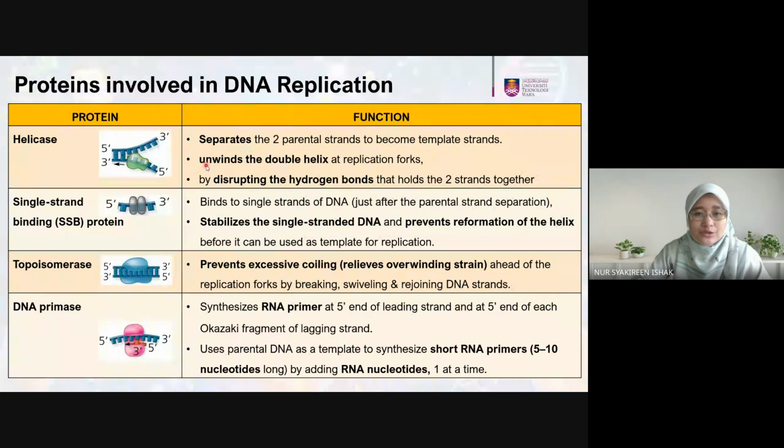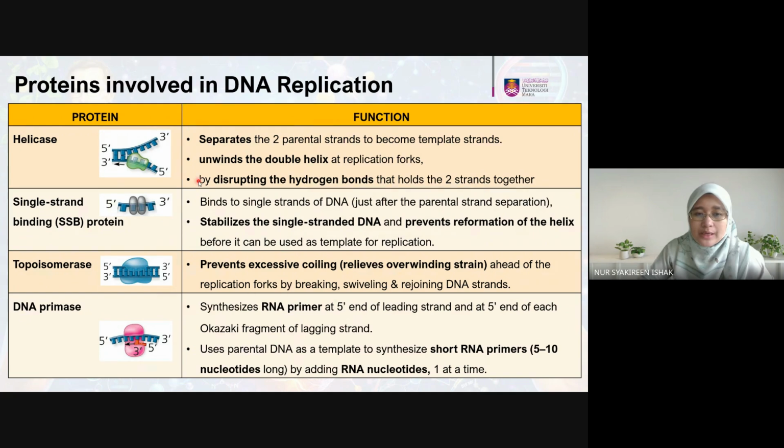The first function, let's rearrange it, is to unwind first. The enzyme will unwind the double helix at the replication fork. This is the replication fork, and the helicase sits here. It unwinds the DNA double strand and then separates it. Once the DNA unwinds, it becomes straightened, and only then can the two DNA strands be separated. It separates the two parental strands to become templates. What is a template? It is the strand that is used to synthesize the new complementary DNA strand.